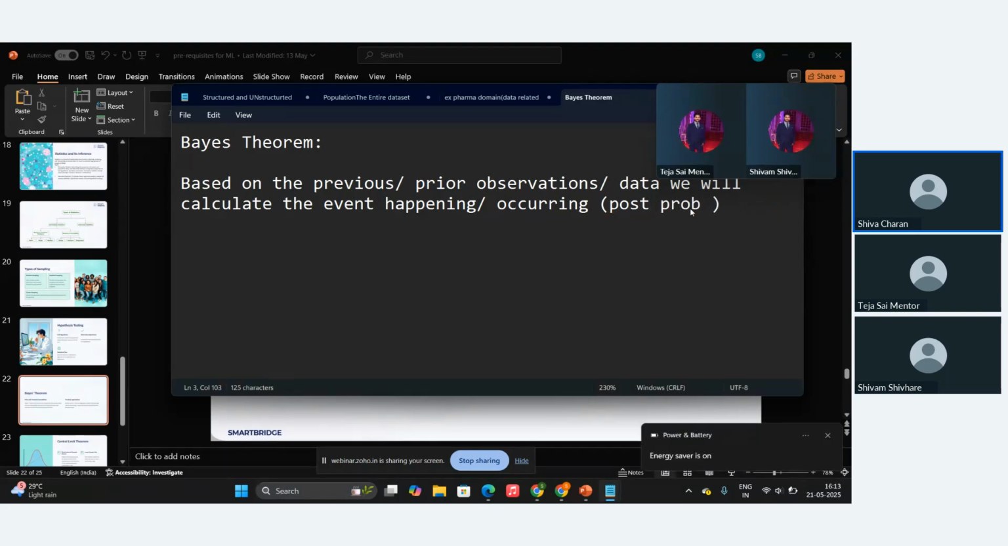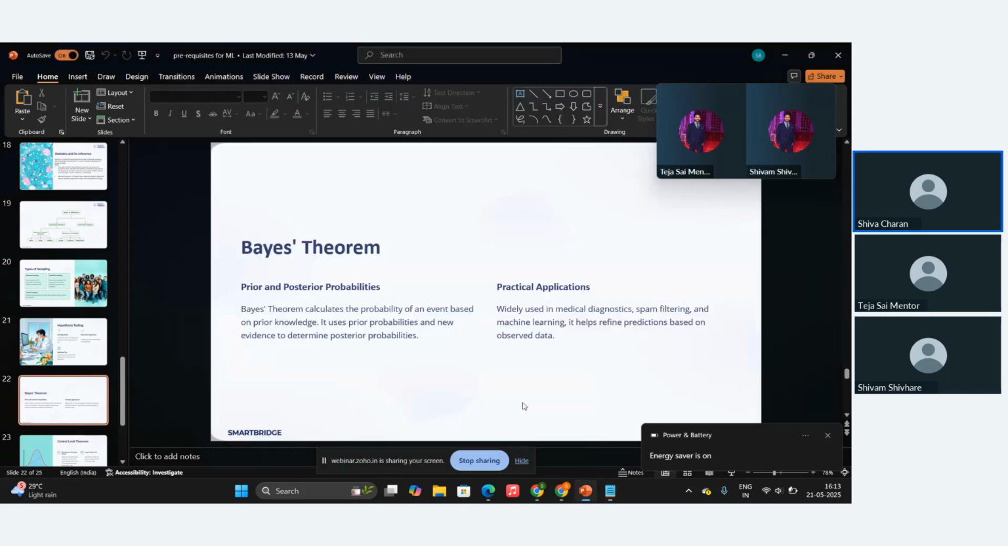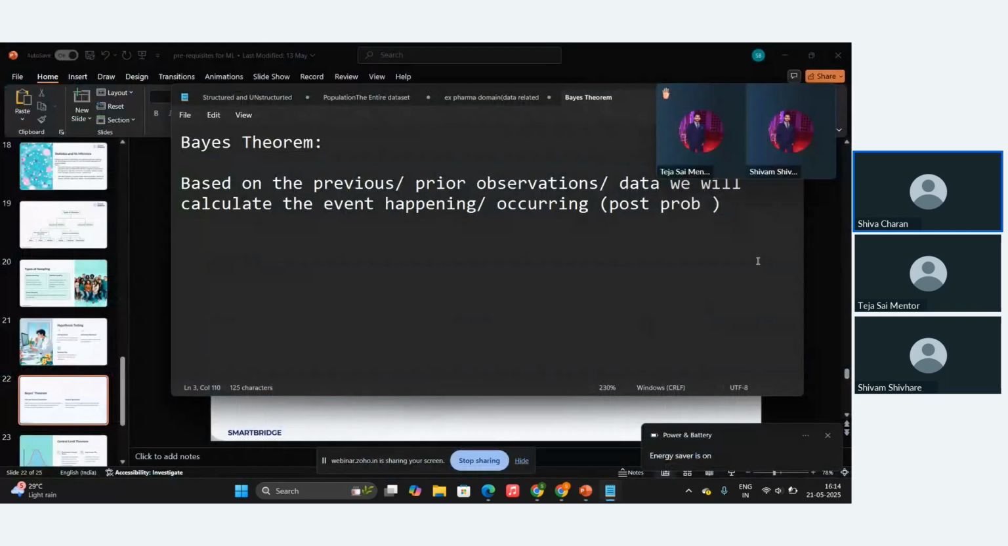Like the upcoming, what could be the answer for this? The best example is based on the rain data, the weather data of the whole week, I want to calculate whether it will rain tomorrow or not, or in the next upcoming few days. So Bayes theorem calculates the probability of an event based on the prior knowledge, and it uses the prior probabilities and new evidence to determine the posterior probabilities. That is what exactly the Bayes theorem is.